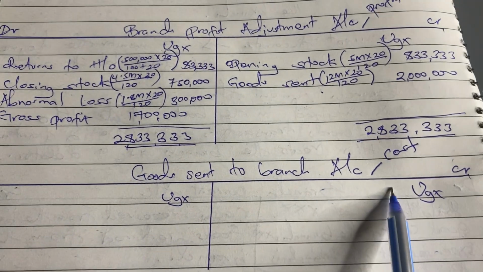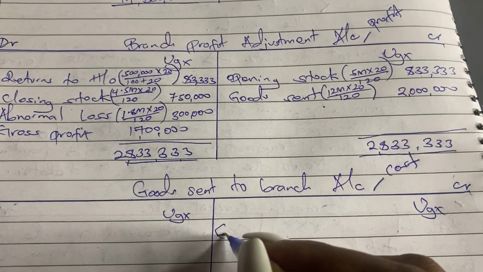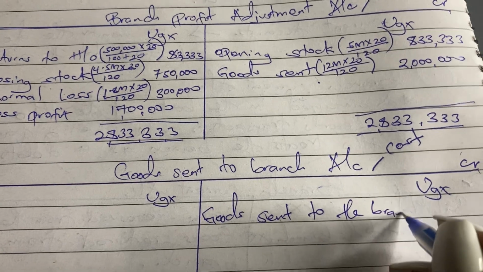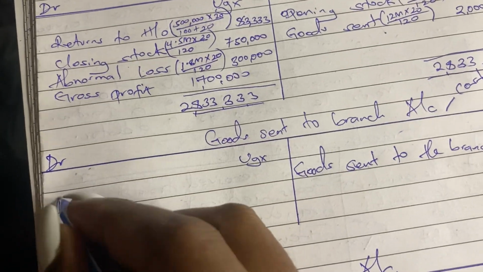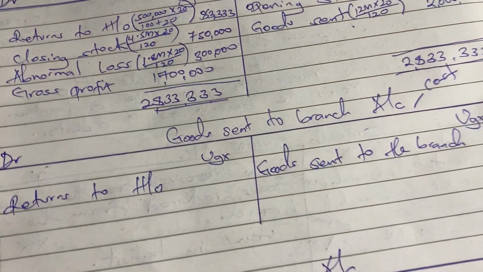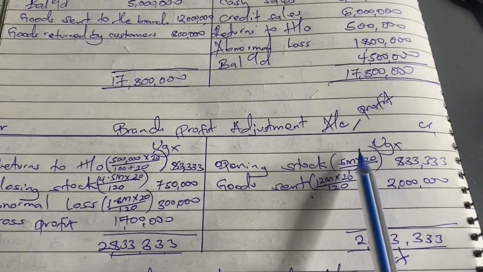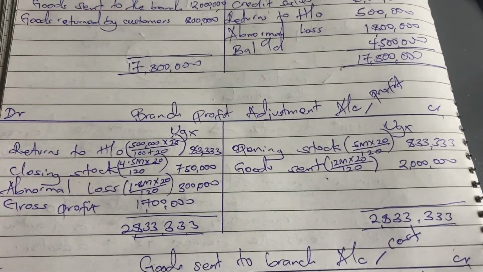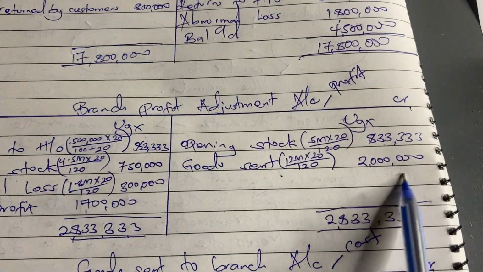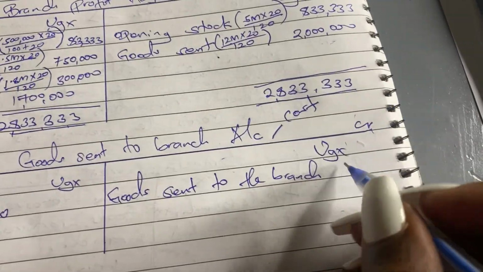Then for the goods sent to the branch account, we use the cost figures, and in this account we only record two things. This side we record the goods sent to the branch, then this side we write returns to head office. So here we put only the cost figure, so we just get the selling price minus the profit figure. What we get is the cost figure. So for goods sent, this was the selling price, which is 12M minus the profit figure of 2M. So 12M minus 2M, what you get is 10M. So it's what we write here.